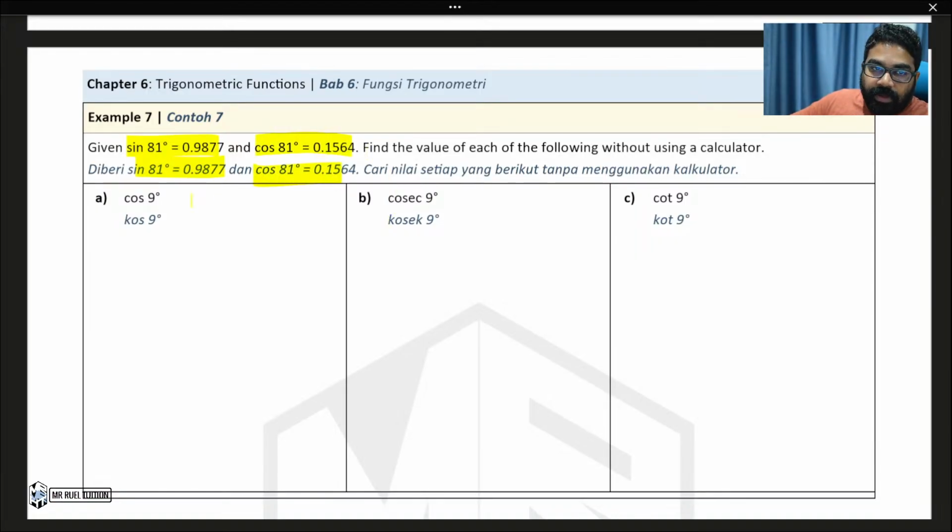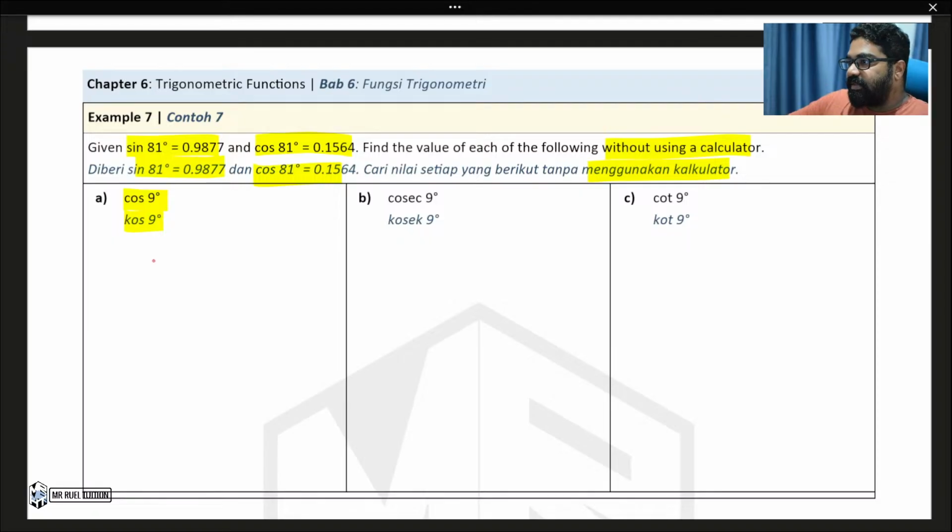So now they want you to find the value of all of this without using a calculator, tanpa menggunakan calculator. So kita sudah ada nilai sin dan cos dia. Okay. So what if they want you to find the value of cos 9? Macam mana kita boleh cari nilai cos 9 tanpa menggunakan calculator?